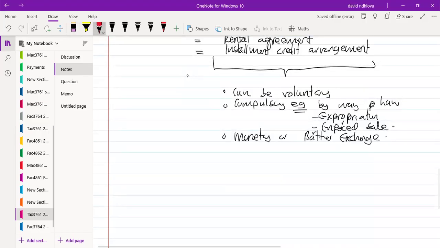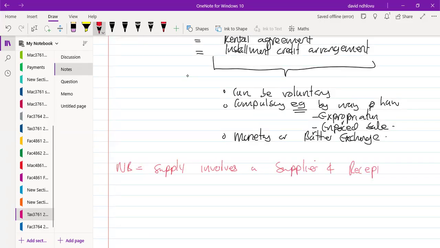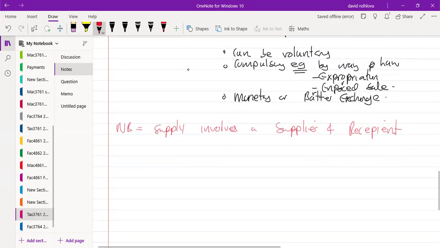Remember, a supply involves a supplier and a recipient. So there are two parties involved when it comes to a supply. So it's clear there must be a supplier and there must be a recipient that is involved in all of this. We also have what we call deemed supplies.